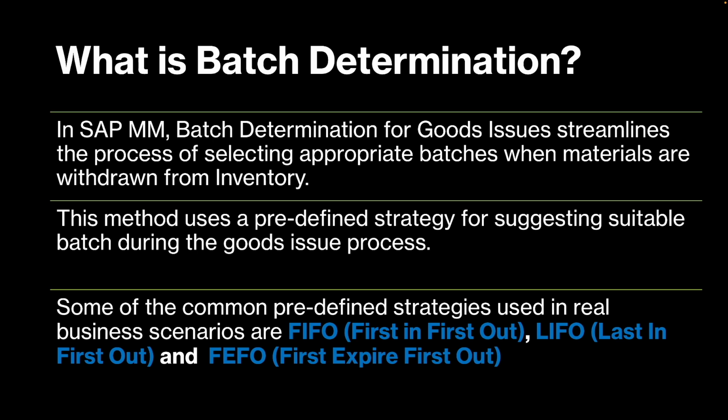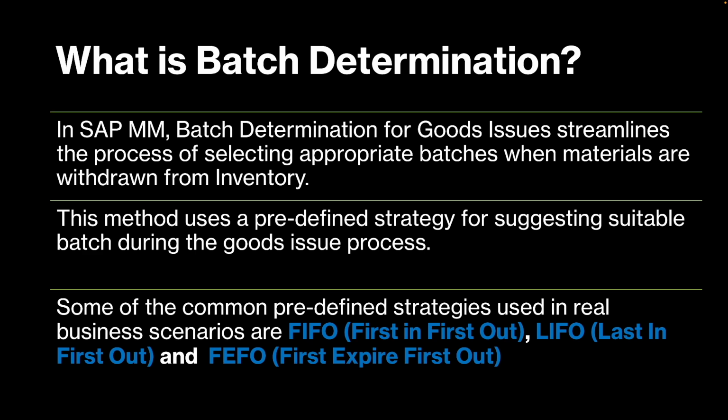So first of all, let's discuss what is batch determination. In SAP MM, batch determination for goods issue streamlines the process of selecting appropriate batches when materials are withdrawn from inventory. Let's say that you have a material which is managed in batches and the inventory of that material is spread across various batches. Now, whenever you will be issuing the material, you need to determine which batch of the material you need to issue first. That is the sequence in which you should select the batches from which the material is to be issued. And this sequence you can automate in SAP through the batch determination process.